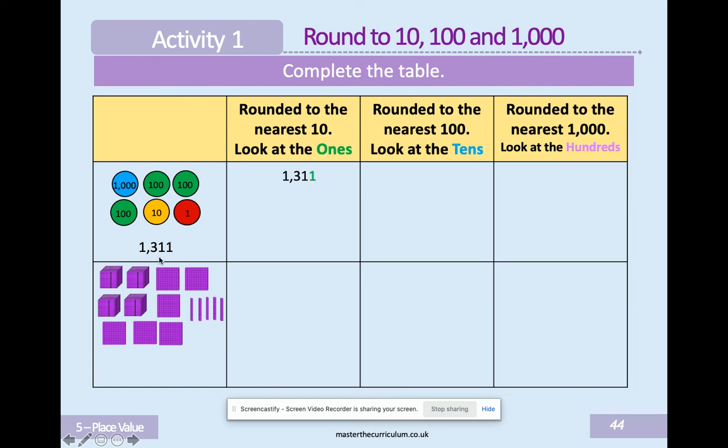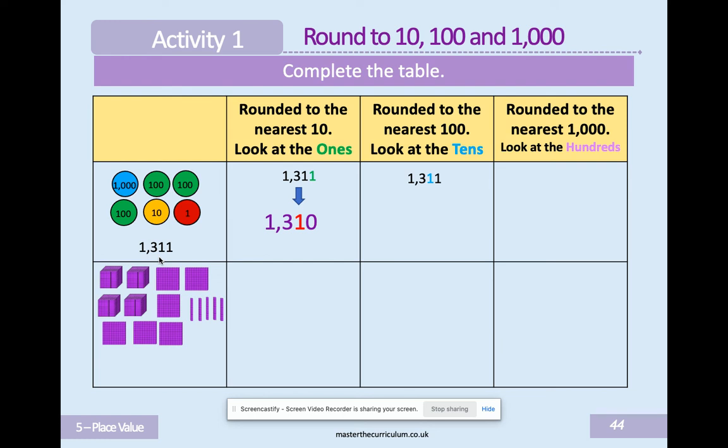So my start number here is 1,311. If I want to round to the nearest 10, I have to look at my ones. Am I going to round up or down? You can shout out. Yes, we're rounding down, so our 10 is not changing. It stays 10. If I want to round to my nearest 100, I have to look at my tens.